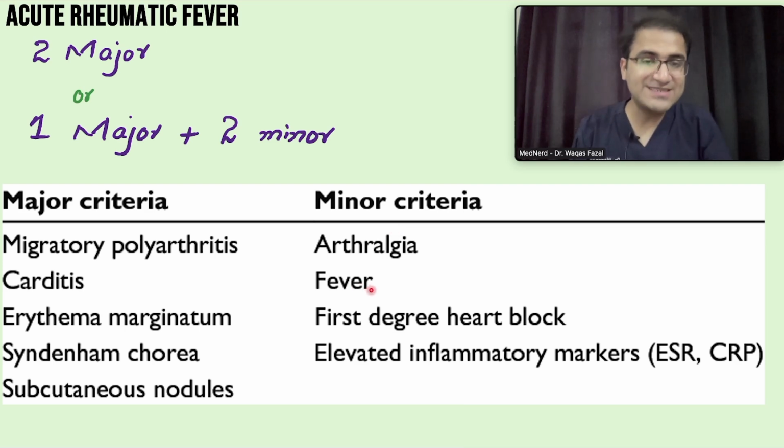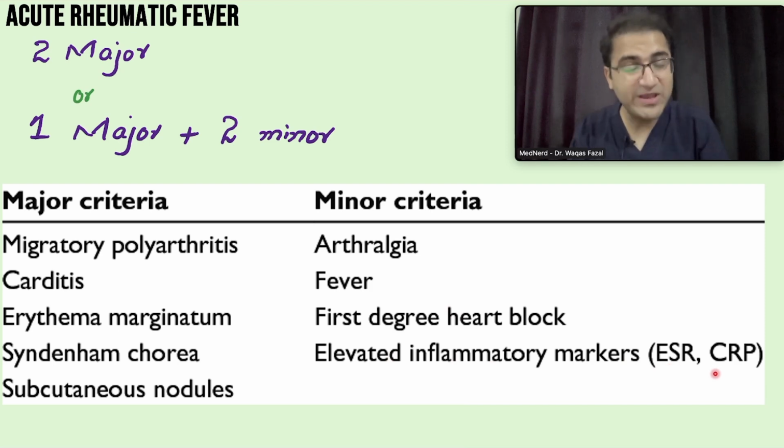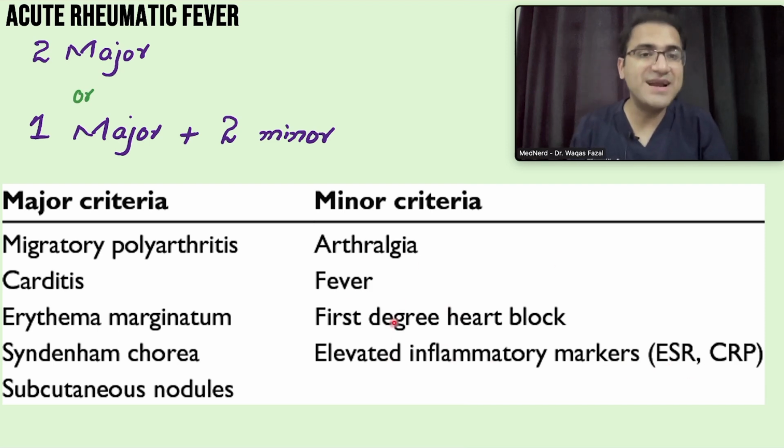Presence of fever greater than 38, first degree heart block where you would see PR prolongation, elevated inflammatory markers, ESR greater than 60 or CRP is elevated. This comes in the minor criteria.